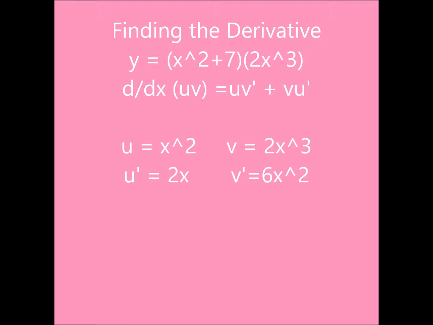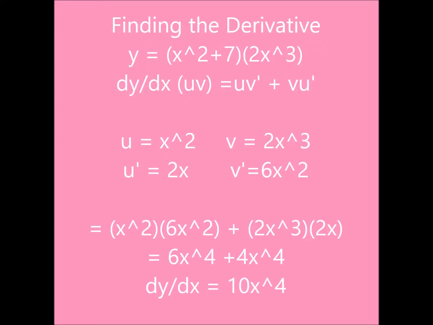Then you plug the numbers into the equation of u times v prime plus v times u prime. When you do that, you get x squared times 6x squared plus 2x to the third times 2x. This turns into 6x to the fourth plus 4x to the fourth, which could be added together to get dy dx equals 10x to the fourth.